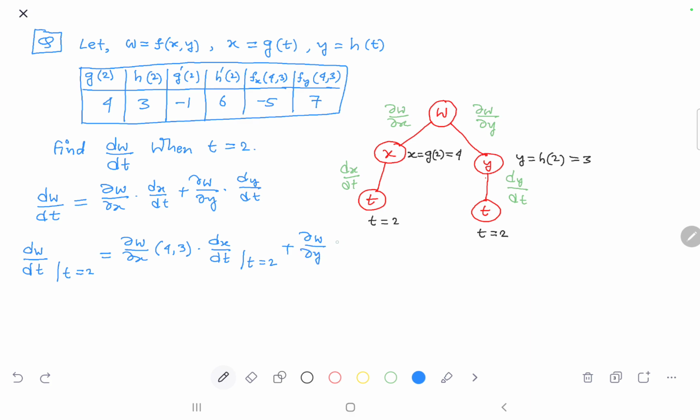Yes, ∂w/∂x at (4, 3) and dx/dt at t equal to 2. If you use your table, whatever you have in the table, that notation, then how does it look? ∂w/∂x means the partial derivative of f with respect to x at the point (4, 3), and dx/dt means the derivative of g at the point 2, because x is a function of t, I mean x equal to g(t), so dx/dt at t equal to 2 means g'(2), right?